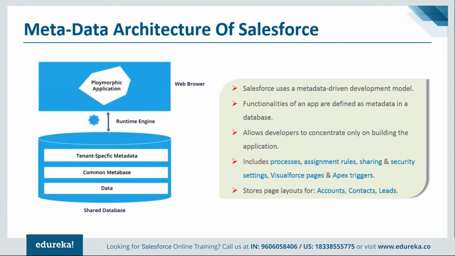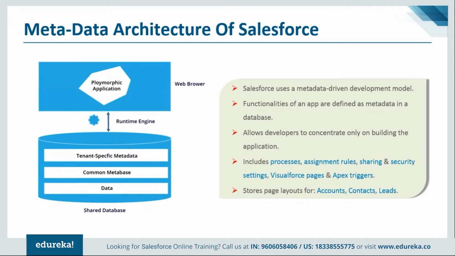You have tenant specific metadata which would be used to access your tenant specific data. So it's your metadata which actually matters, and this is what enforces your whole governor limits. Based on that, a lot of processes inside your Salesforce org are controlled: your assignment rules, your sharing and security model, the Visualforce pages that you create, the triggers and Apex which respond, and various objects and page layouts like accounts, contacts, leads. All these things are eventually controlled by your governor limits and your metadata. So that is about the architecture of Salesforce and how Salesforce works.